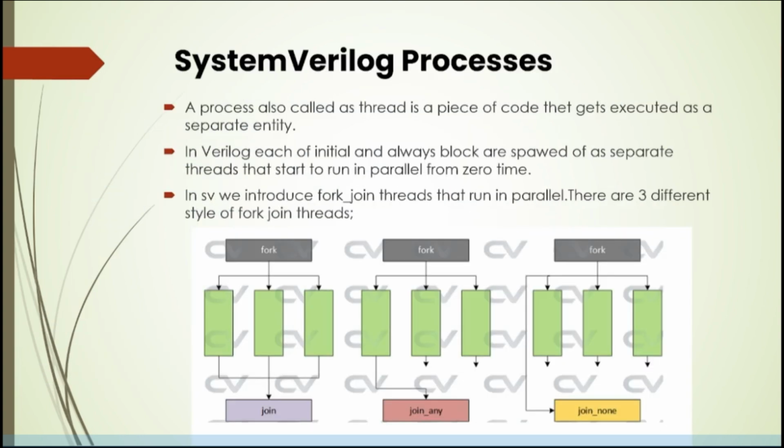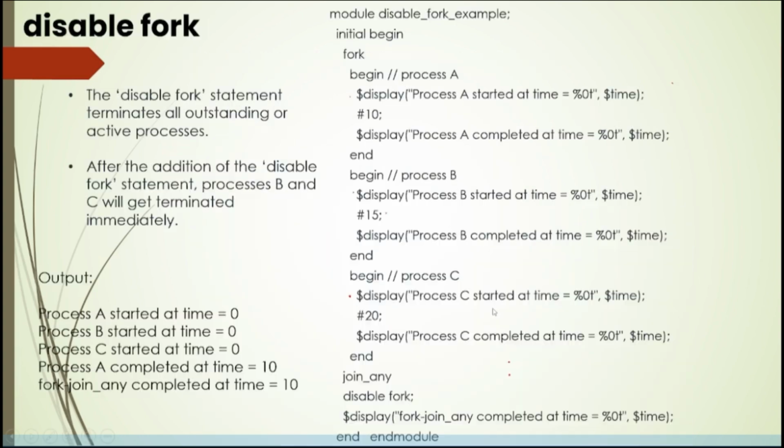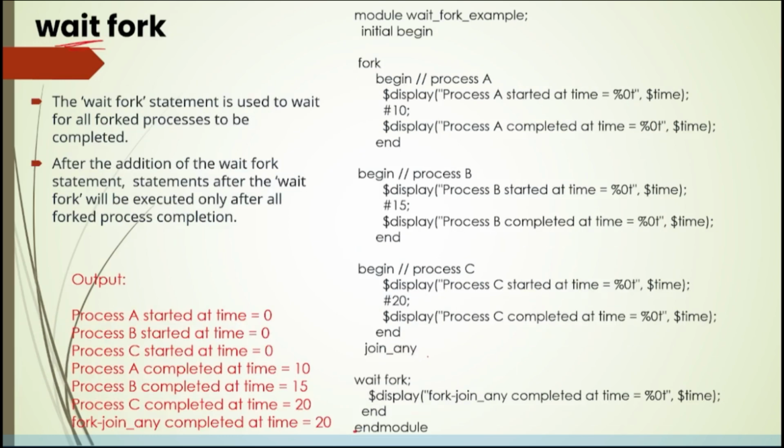Now, if you are using fork join any or fork join none, and a situation comes where you want to stop the execution of statements, then you will use disable fork. When you use disable fork, the fork join process that you are using will be stopped there. Until then, everything will be running parallelly, and once you disable that fork, the process will be disabled, right? So this is about disabling fork.